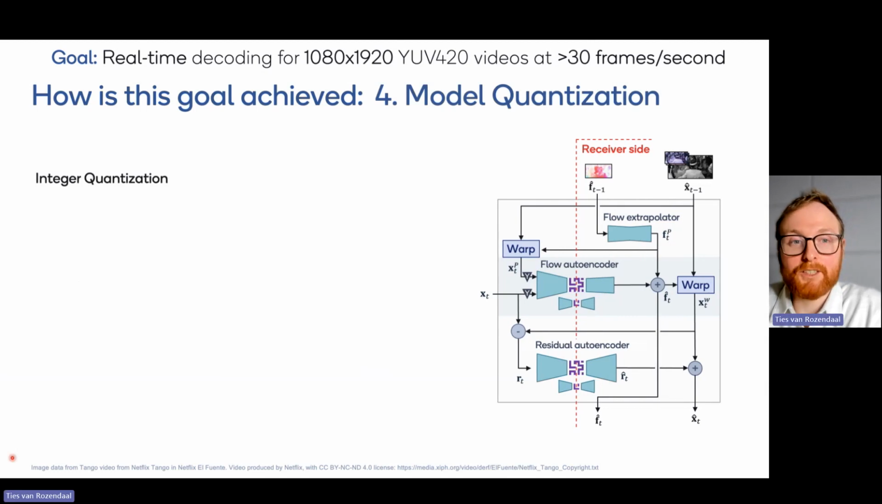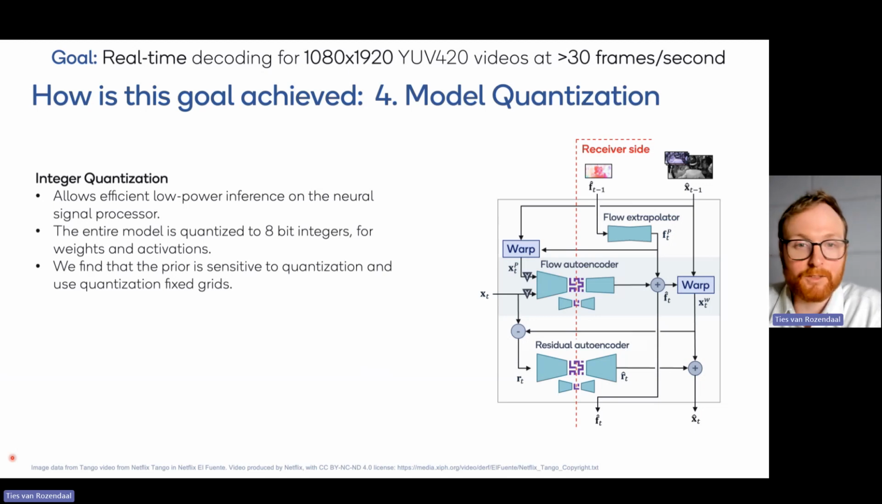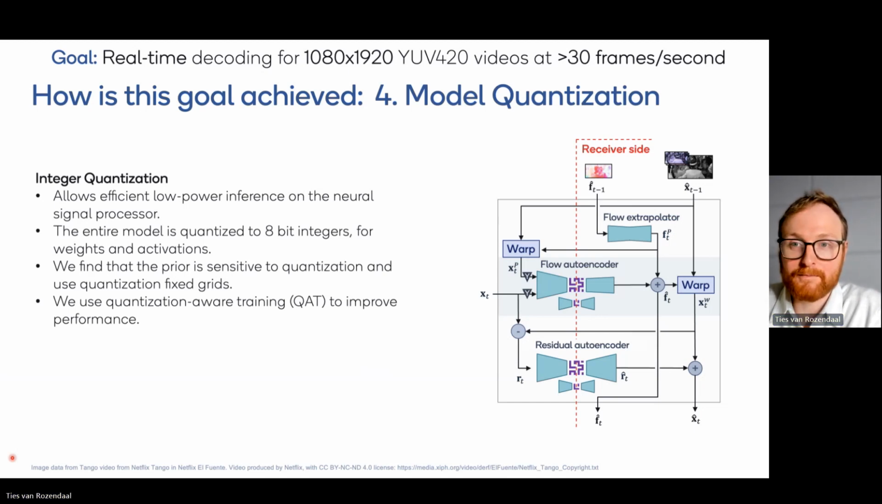We use model quantization to integers for efficient low-power inference on the neural signal processor. We quantize the entire model to 8-bit, both weights and activations. We found that some layers in the prior are especially sensitive to quantization and manually fix their quantization grids. Finally, we use quantization in our training to boost the model performance.